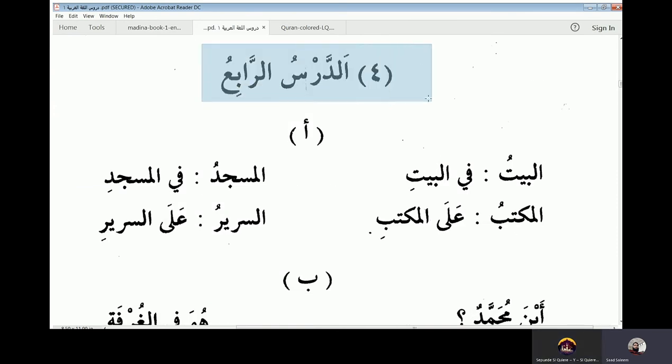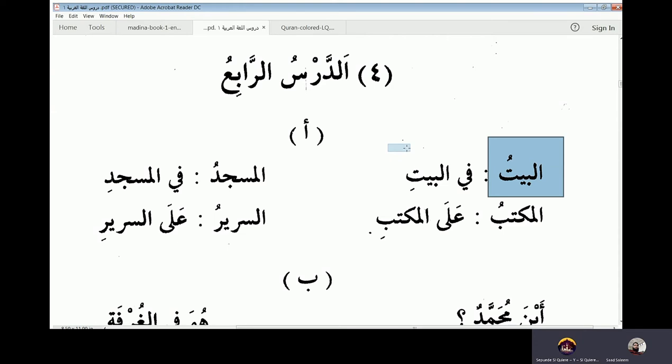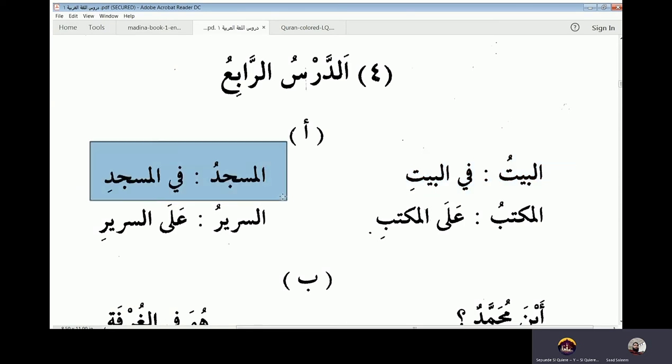That's the fourth lesson. What is the meaning of al-baytu? The house. The house, good. Fil-bayti? In the house. Good. The masjid. Al-masjidu. Fil masjidi, in the masjid.